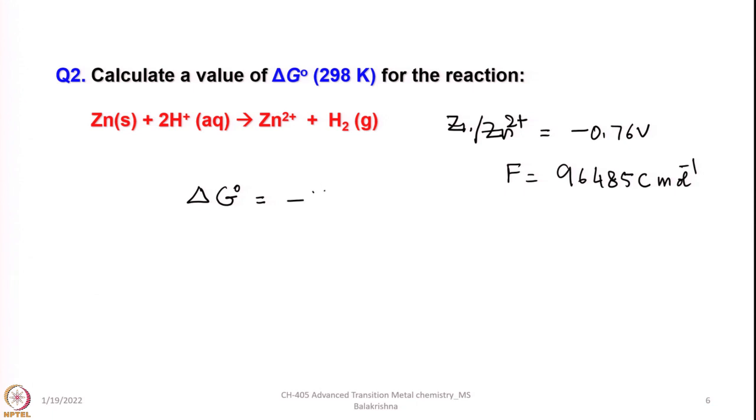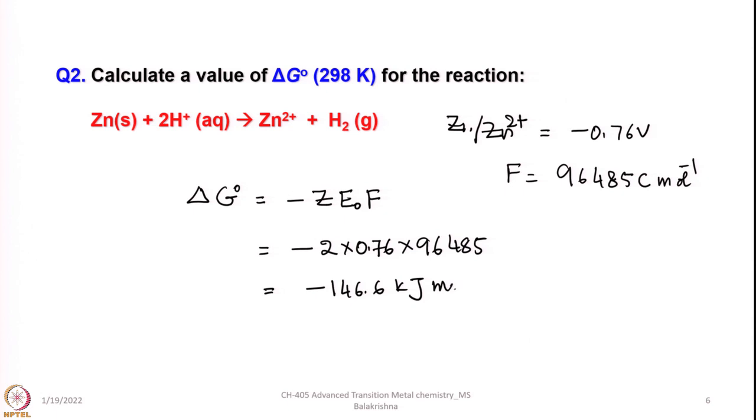Minus, so if you put in the values, this comes to around minus 146.6 kilojoules per mole. It can be rounded off to minus 147 kilojoules per mole. This is the delta G value for this reaction. Similarly, by knowing the redox potential, delta G for any reaction can be calculated.